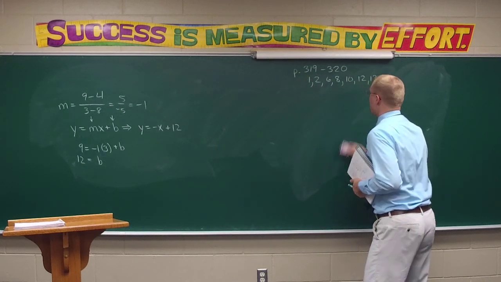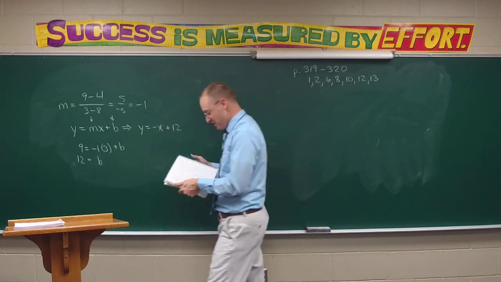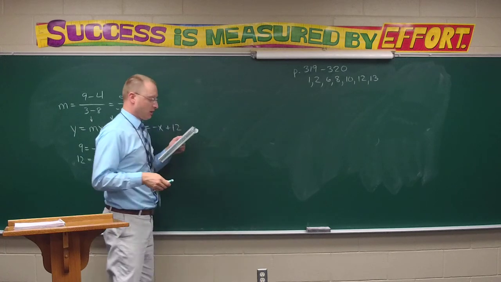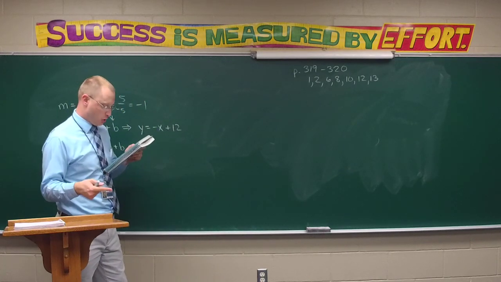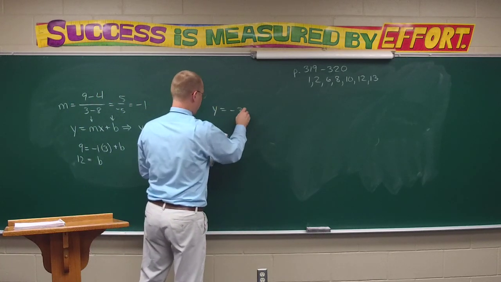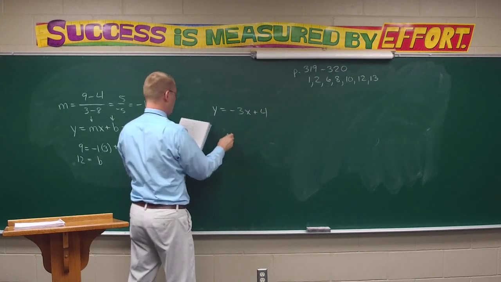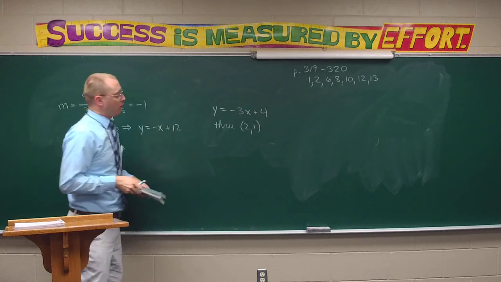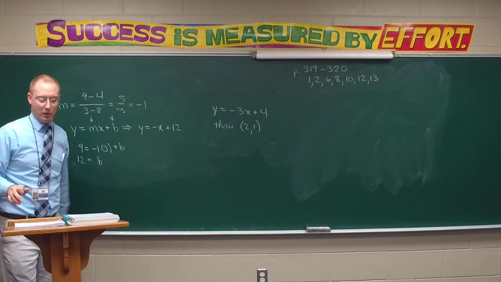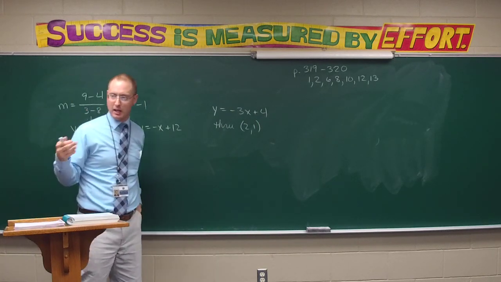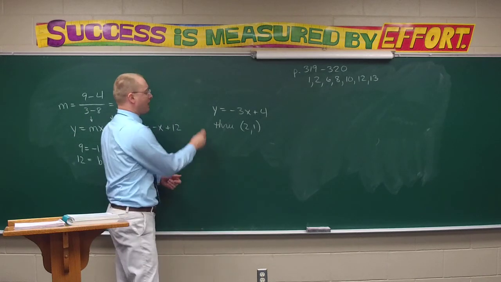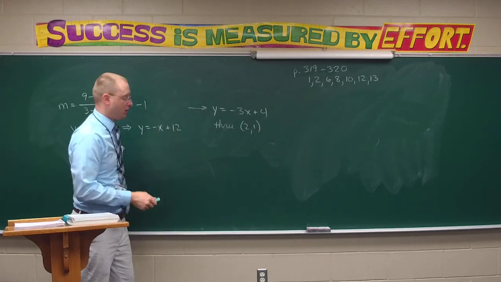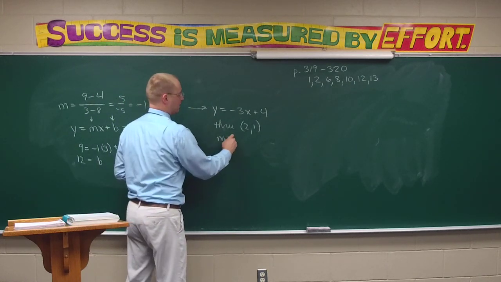Abby's lucky number. And let's see how we did on that. We wanted the line that's parallel to y equals negative 3x plus 4 and goes through the point 2, 1. Well, Abby, whenever I see the word parallel, I should be thinking same slope. Well, what is the slope of the given line? Negative 3. So therefore, my slope is negative 3.